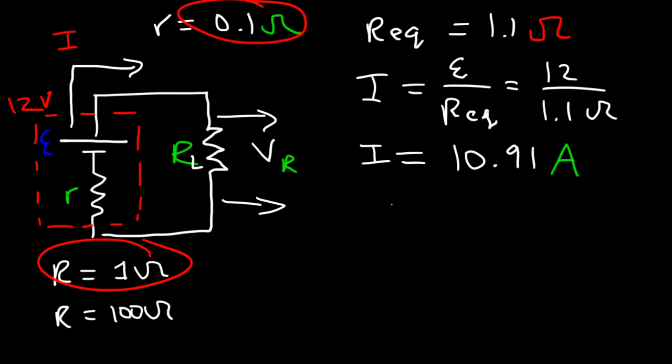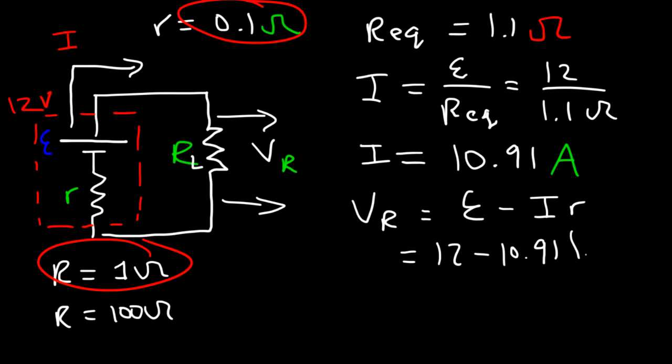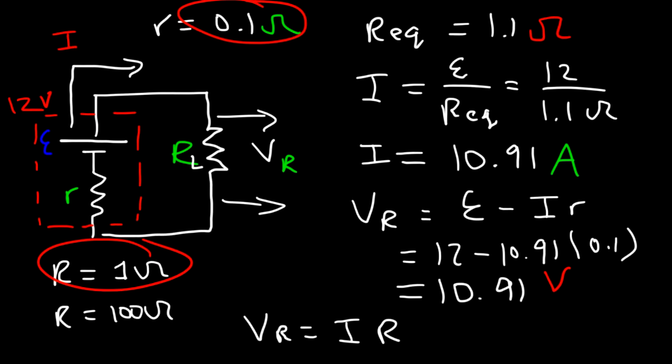Next, let's calculate the terminal voltage. Let's use this equation, E minus IR. So the EMF is 12, the current is 10.91, and the internal resistance is 0.1. So this will give us a voltage of 10.91 volts. Now keep in mind, you can also use this equation. It's just I times R, or 10.91 times the resistance of 1, which will give you the same answer.